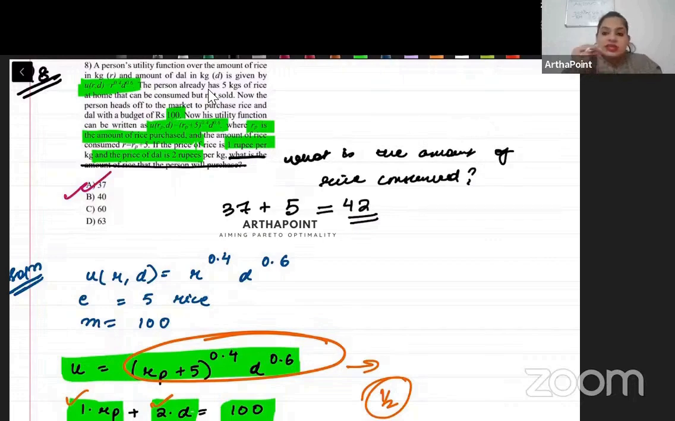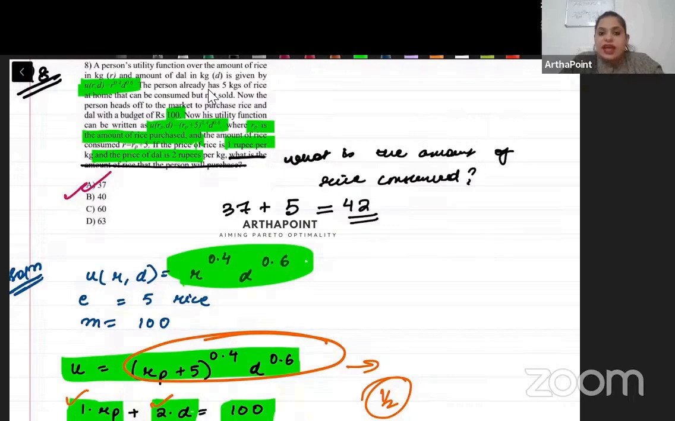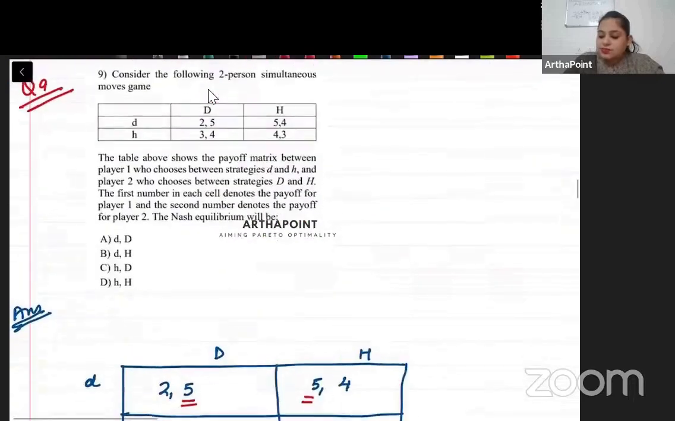Now, here is the trick. If you would have gone ahead and solved this question using this utility function, you would have got R as 40. And that would have been an incorrect answer. So you have to be very clear that if they have given you a revised utility function, you will be using that revised utility function, right? Okay, come to the next question.